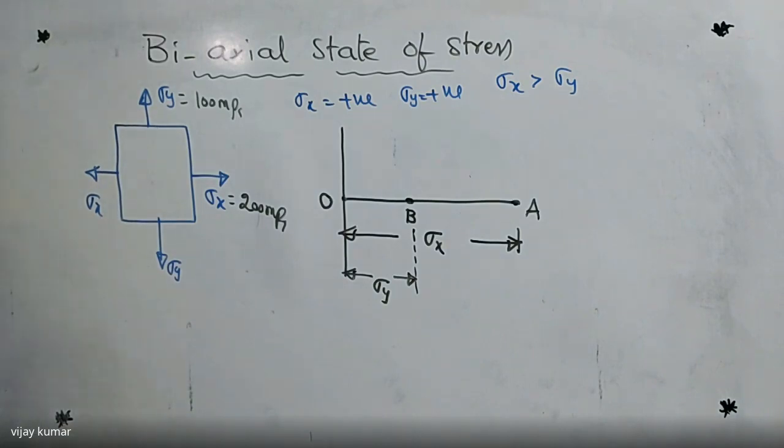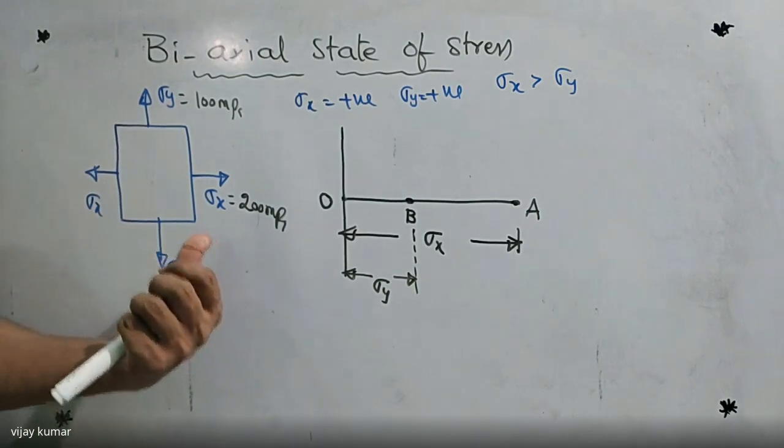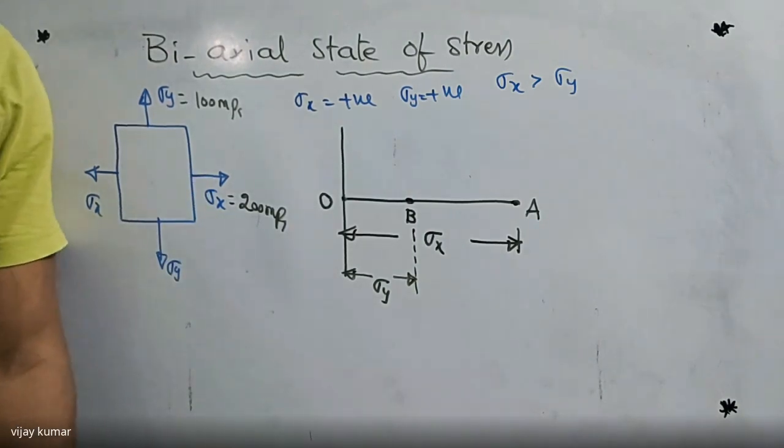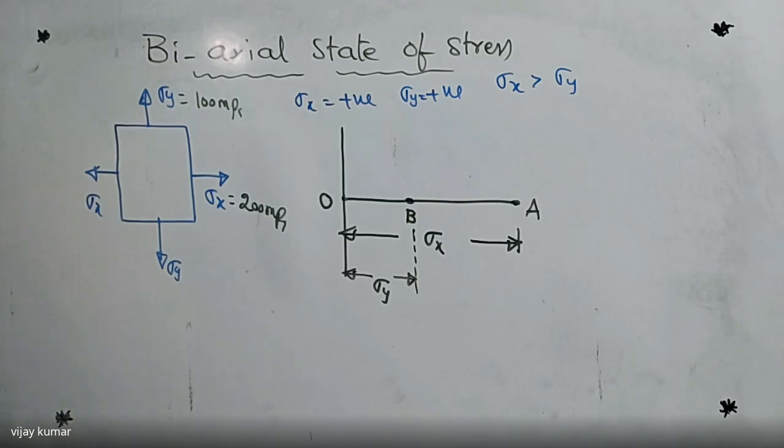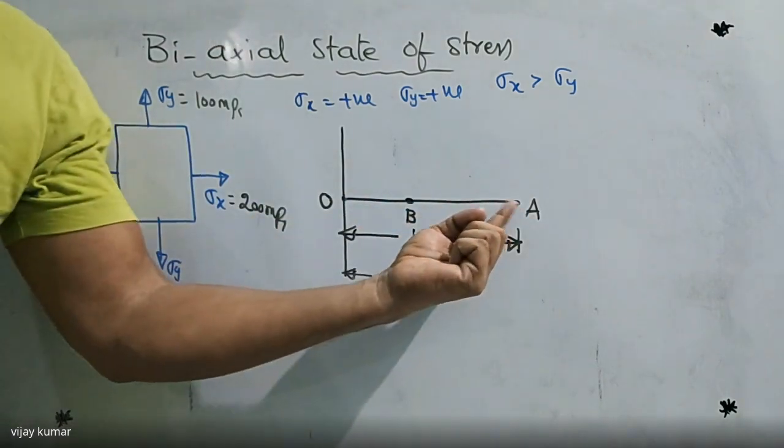Take the two reference axes and indicate the normal stresses. There is no shear, but both normal stresses are positive, so I am taking only the positive x-axis and not the negative x-axis. Did you get my point? Right, so I know point A, I know point B.